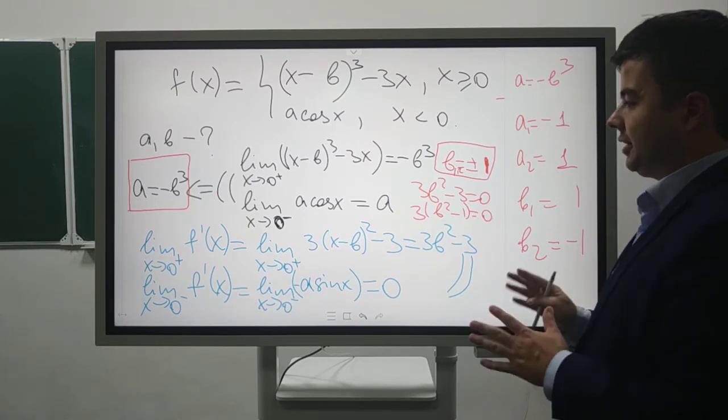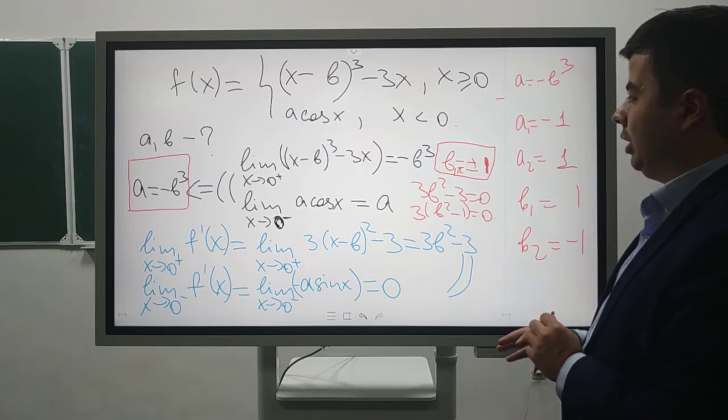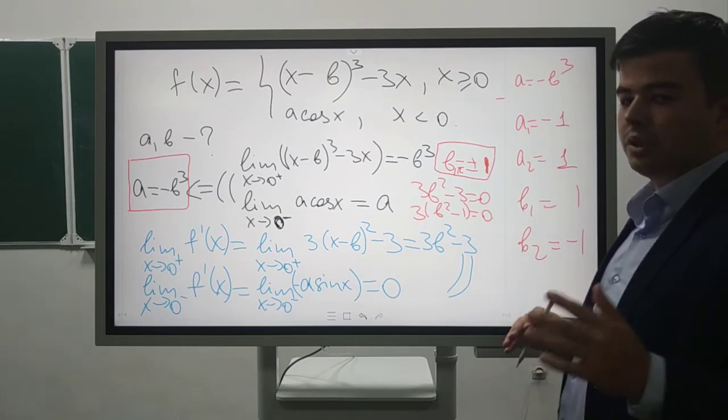So it was the last example for today. I think it's clear. If you have any questions, you can write in the discussion group.